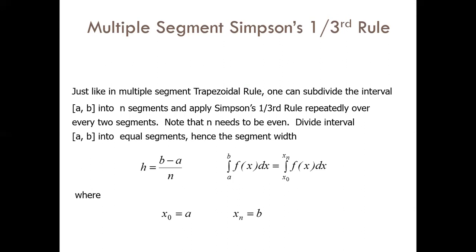Consider the number of steps to always be even, because in Simpson's 1/3 rule, at a time only two strips are considered. That's why the number of segments is even. Then divide the interval A to B into equal segments. Hence, the segment width h is equal to (b minus a) upon n. Then the integration of a to b f of x dx is equal to the integration of x0 to xn f of x dx, where x0 is equal to a and xn is equal to b.